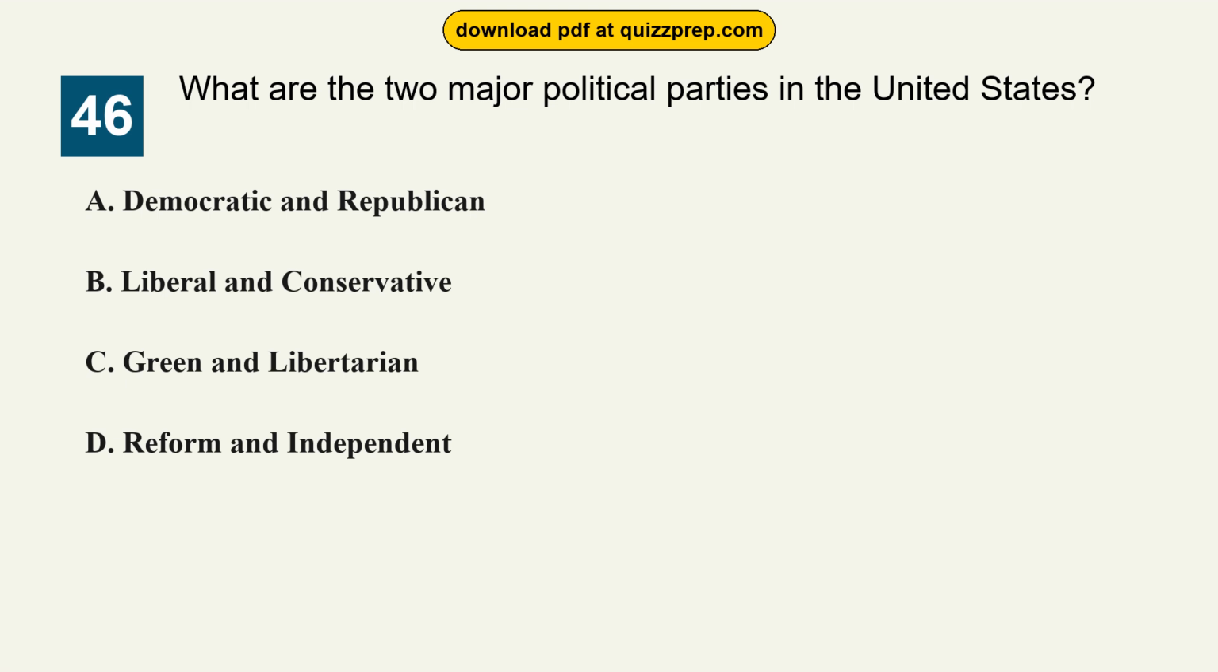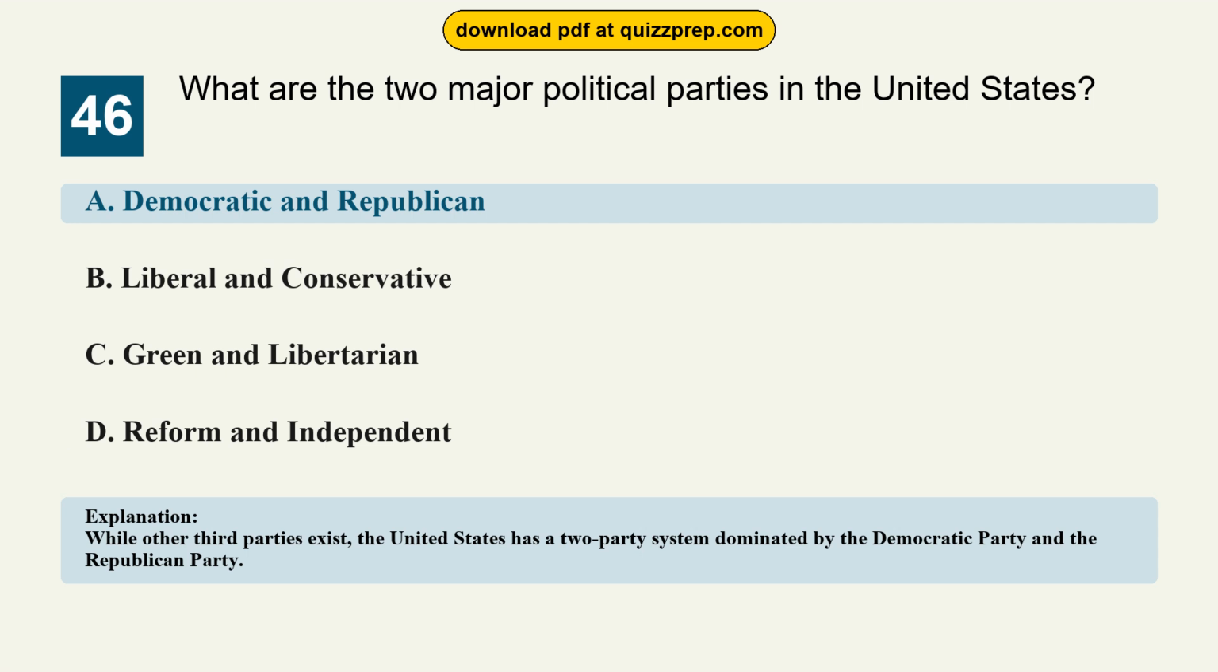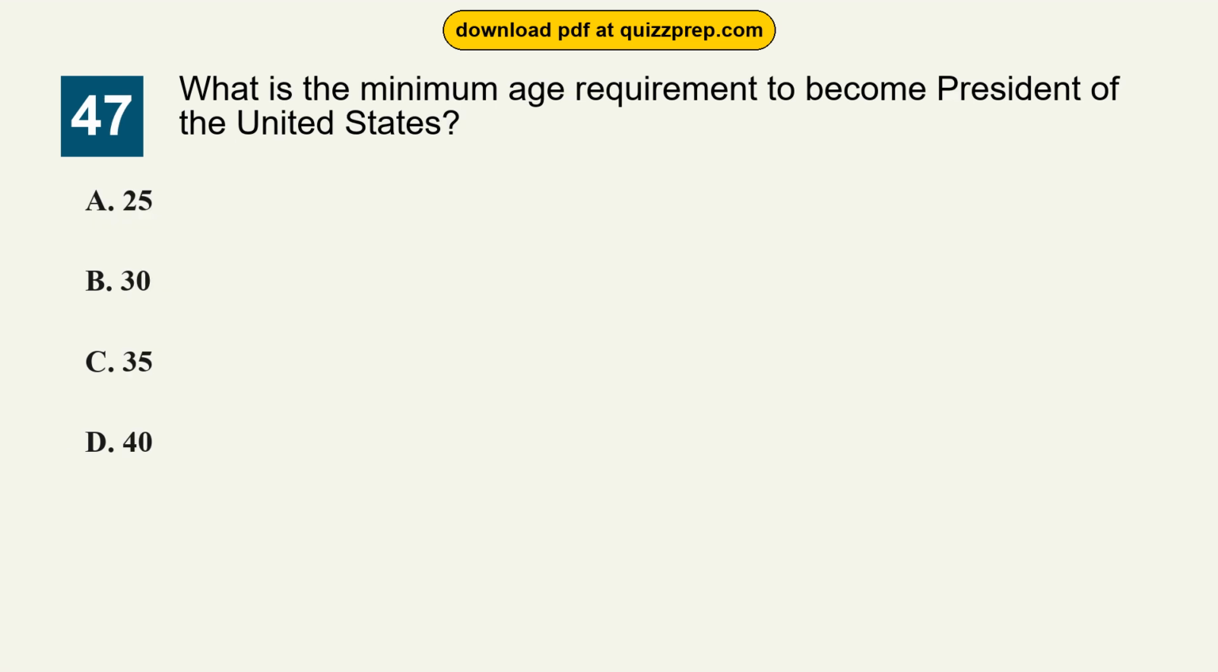Question 46. What are the two major political parties in the United States? Option A, Democratic and Republican. Option B, Liberal and Conservative. Option C, Green and Libertarian. Option D, Reform and Independent. The correct answer is option A, Democratic and Republican. While other third parties exist, the United States has a two-party system dominated by the Democratic Party and the Republican Party.